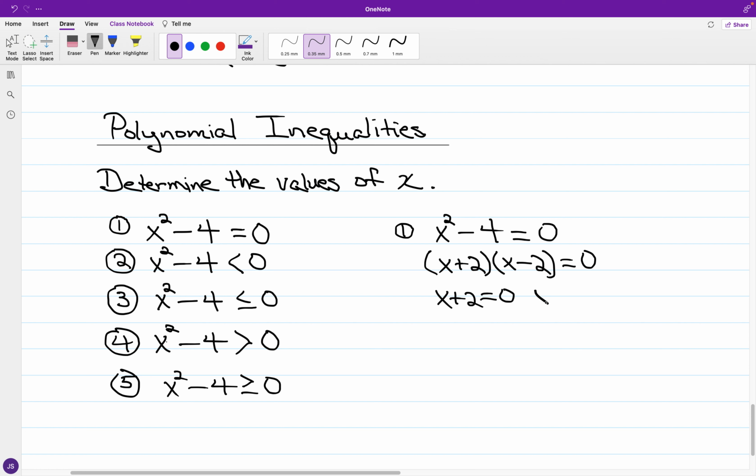And if that is true, then one of these factors has to be equal to 0. And if we have x plus 2 is equal to 0, we're going to have x is equal to negative 2, and for the other, we have x is equal to positive 2.